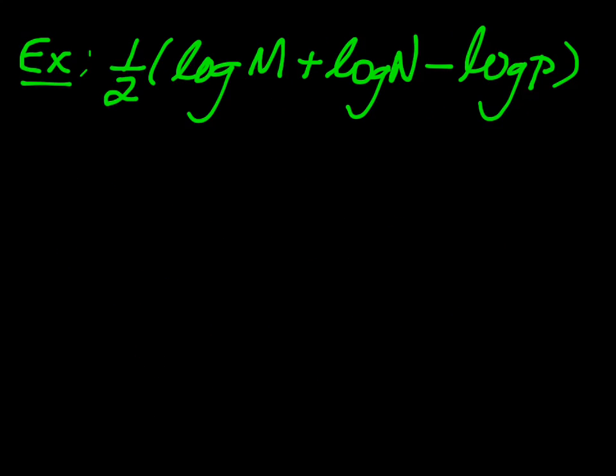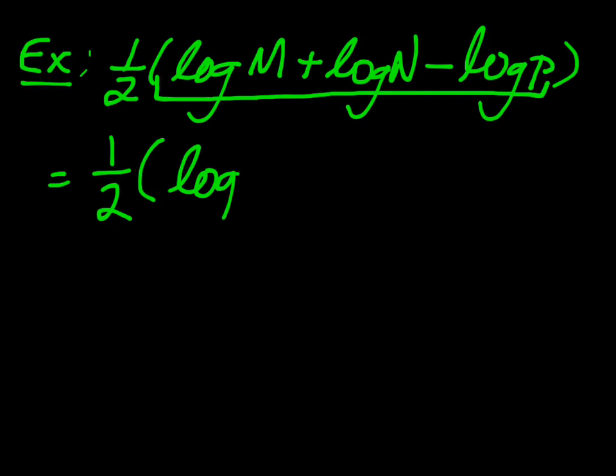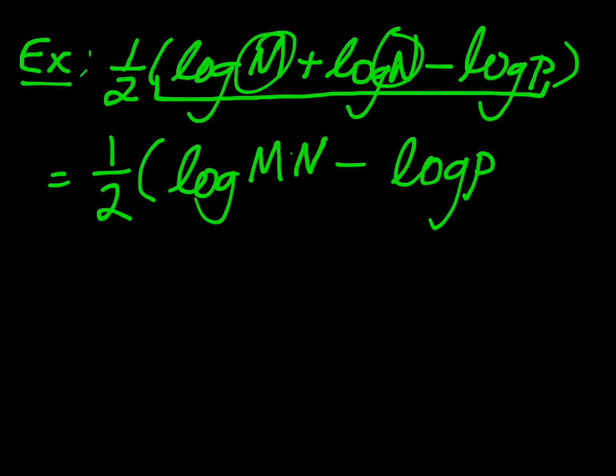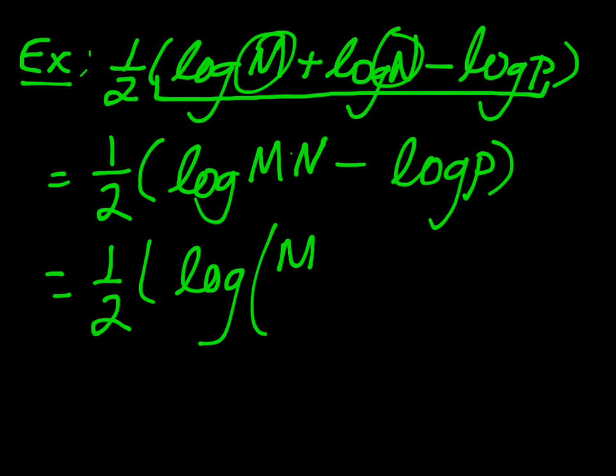Let's try another one. This one looks a little more complicated, but it's actually pretty easy. We look inside and do what's inside the brackets first. I'll start with adding logs, and when we're adding logs, we multiply. So we multiply m and n, since we multiply what's inside log functions. And then we subtract log p. When we subtract, we use the second rule, which is divide. So we divide what's inside: log of mn divided by p.